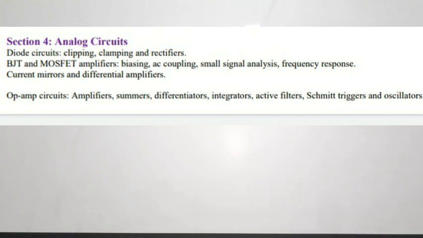Then op-amp circuits, amplifier, summer, differentiator, integrator, active filter, and Schmitt triggers and oscillators. Okay, so there is no 555 timer now described in the syllabus, and also there are no multivibrators here. So in the analog circuits subject, under that topic, there are no multivibrators and 555 timers. So I think the analog circuits subject has been reduced, but all the important areas you have to cover. Okay, so that is the first subject.